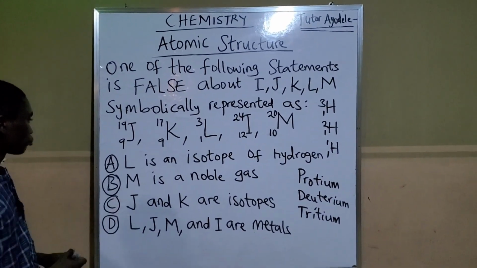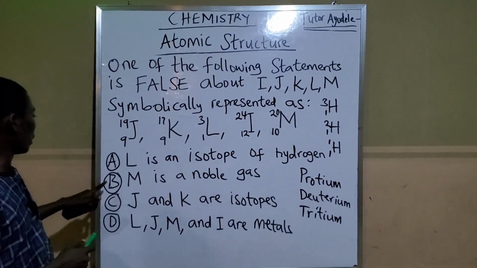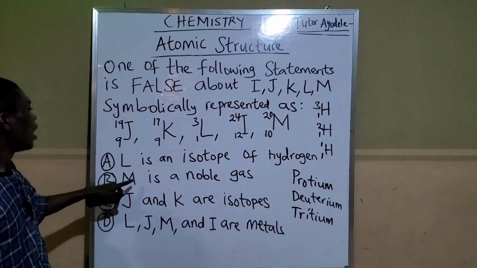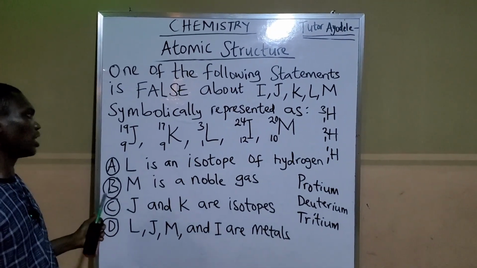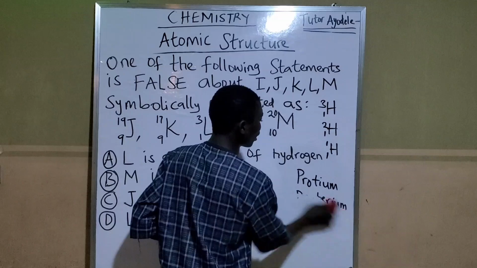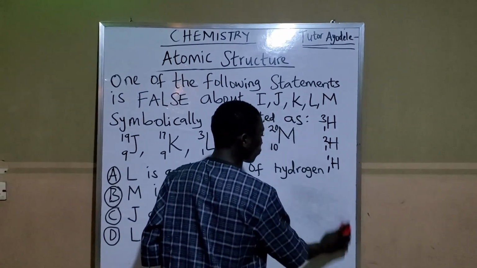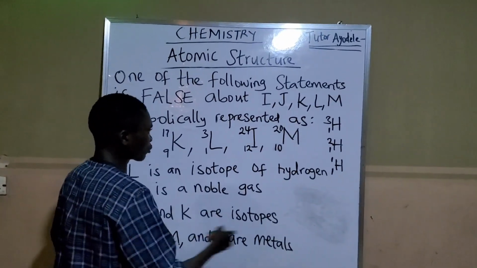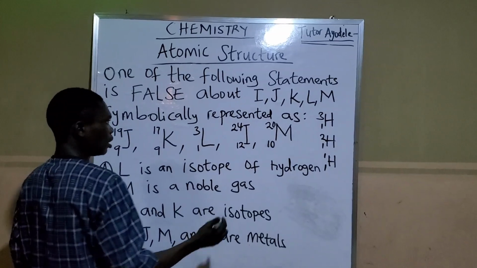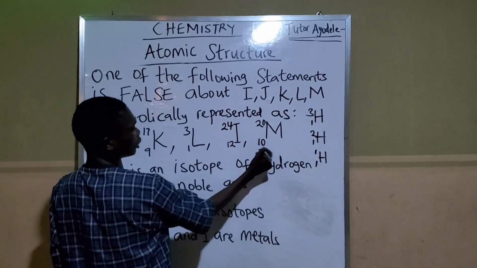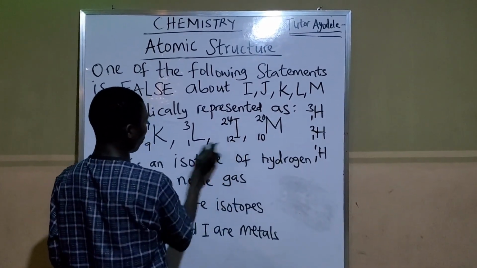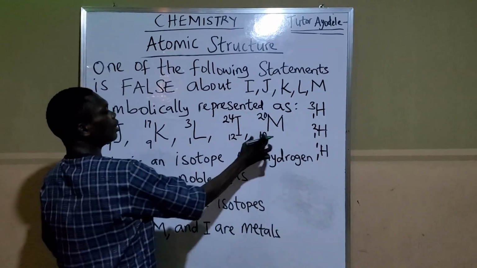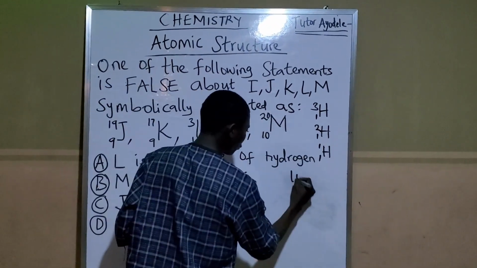Let's look at option B. Option B says M is a noble gas. Is that correct? What's a noble gas? Noble gases are also referred to as group 8 elements. Let's look at it. It says M is a noble gas. What is the atomic number of M? This one down here is the atomic number. The atomic number is 10.